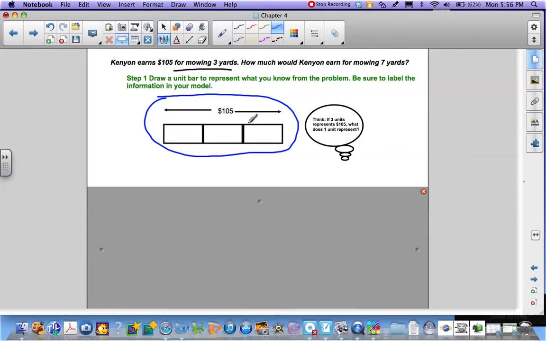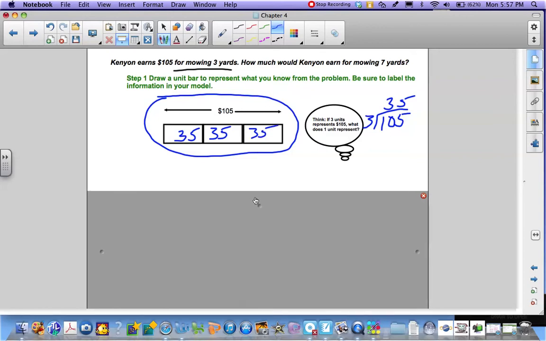He mowed 3 yards. So I'm going to think if 3 units represents $105, what does 1 unit represent? So I can do 105 divided by 3 and find out that each unit represents $35. Okay, so the unit rate is $35. That's how much he earns for 1 lawn.